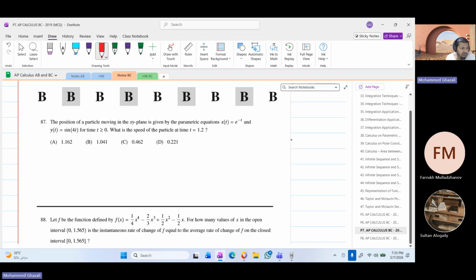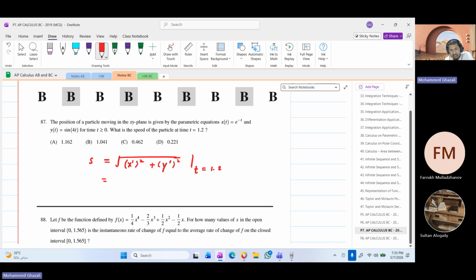So how are we going to solve this? Speed is finding the derivative, right? Exactly, the derivative of the position. So speed is equal to the square root of x prime of t squared plus y prime of t squared. That's it. That's your speed. And it's going to be evaluated at t equals 1.2. Right, so let's go.